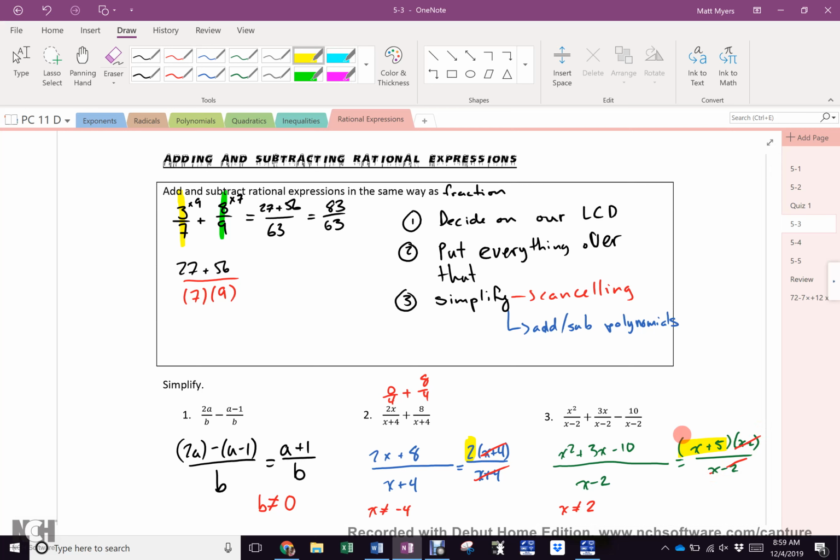Because when the denominators are already common, it's pretty easy, right? I mean, it's like doing 3/4 plus 5/4, right? It's super easy. We're all good, yeah? Everybody? Okay.